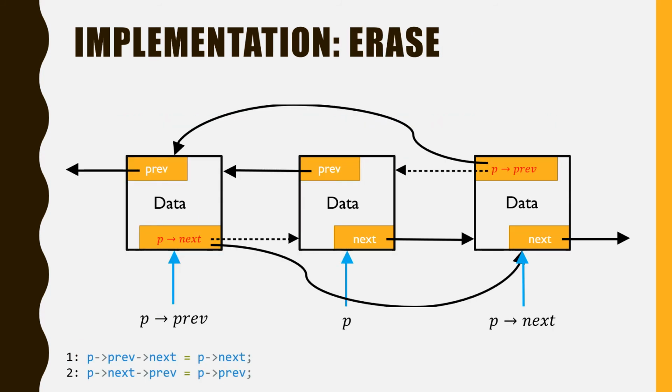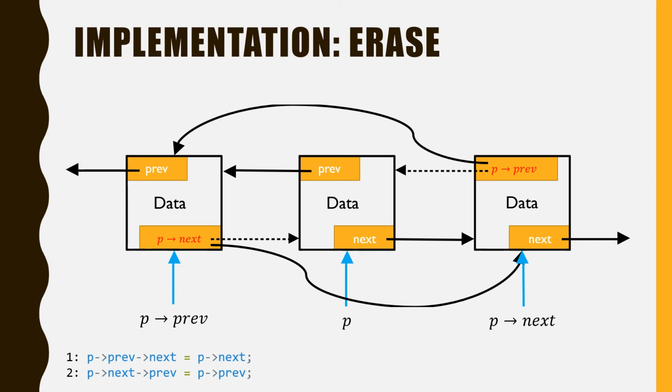Let's move on to the erase operation. Basically, we wish to delete the data element pointed by P. In this case, the data element before P can be represented as P arrow prev, and the data element after P can be represented as P arrow next.